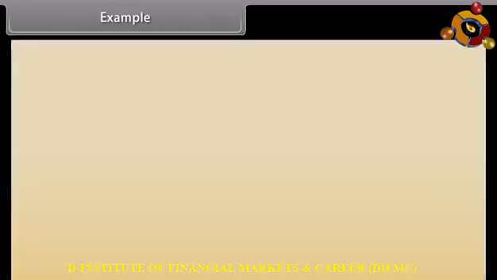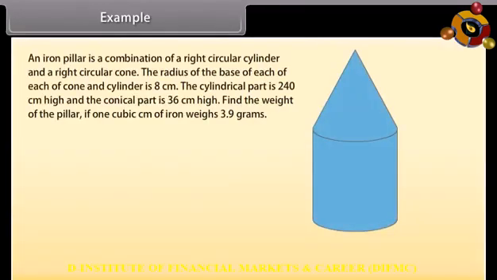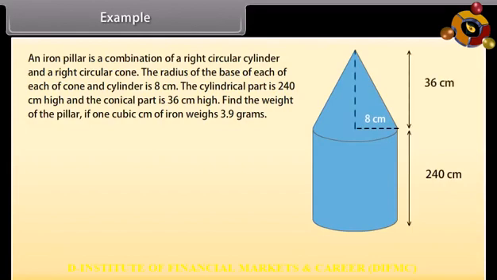Example. An iron pillar is a combination of a right circular cylinder and a right circular cone. The radius of the base of each of the cone and cylinder is 8 cm. The cylindrical part is 240 cm high and the conical part is 36 cm high. Find the weight of the pillar if 1 cubic centimeter of iron weighs 3.9 grams.